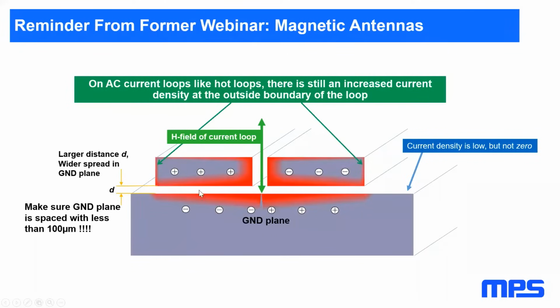The cancellation of the magnetic field of the original loop and from the eddy currents works best the smaller the distance between the original and the mirror imaged eddy current waveform. So this is the reason why we ask for less than 100 micrometer distance between topside PCB and ground plane.